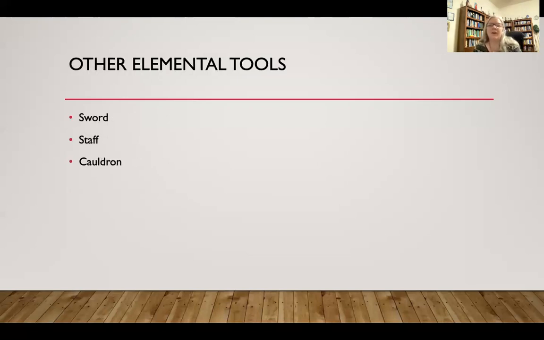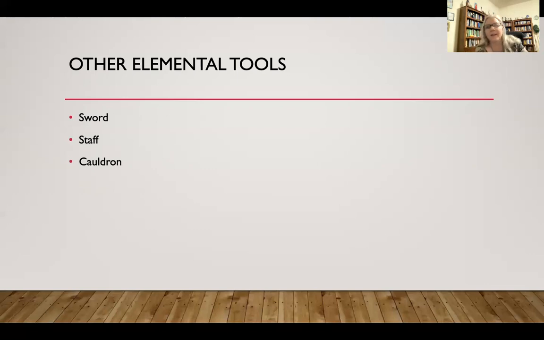Now, there are other elemental tools, which are used the same way, but they're bigger and they're usually used more for groups. The sword is like a big athame. The staff is like a big wand. So big air and big fire. The staff is traditionally, if you were to take the length of the wand and add it to your height, that's the traditional staff size.